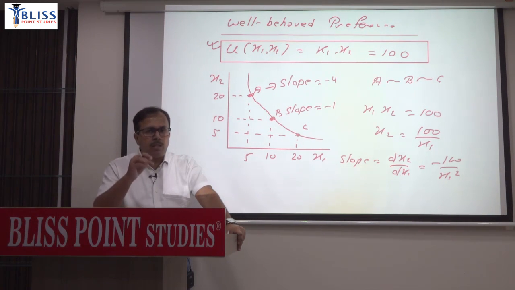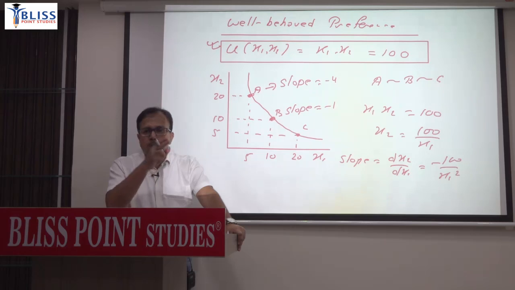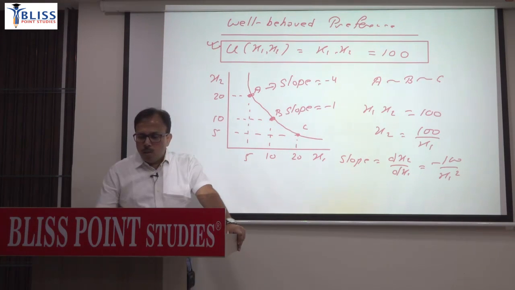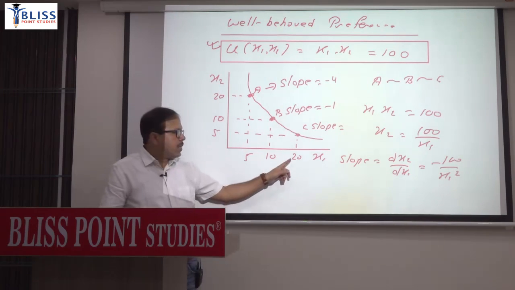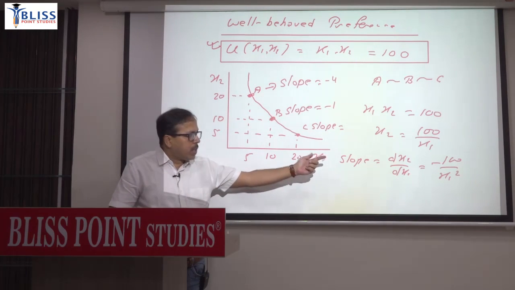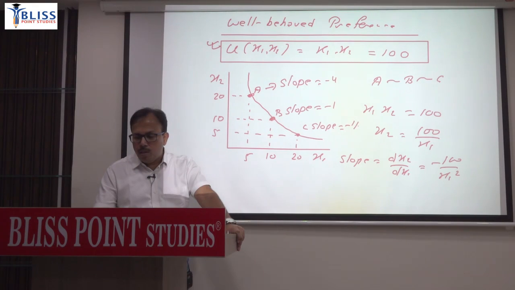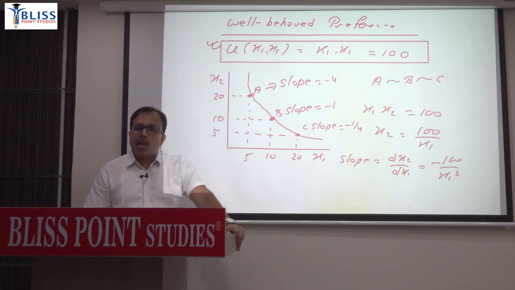That means slope has decreased. Just ignore that minus sign. Interpret it in absolute terms: there it is 4 and here it has become 1. So as you move down, slope decreases. Therefore it is convex. If it had the same slope, then the line would be straight. If it were 4 at every point, the line would be straight. So when you calculate the slope at different points, like at point C, here the value of x1 is 20. So if you mark 20 there, then it will be 20 square. So 100 by 400, slope will be minus 1 by 4. Since the slope is declining, therefore it is convex to the origin.